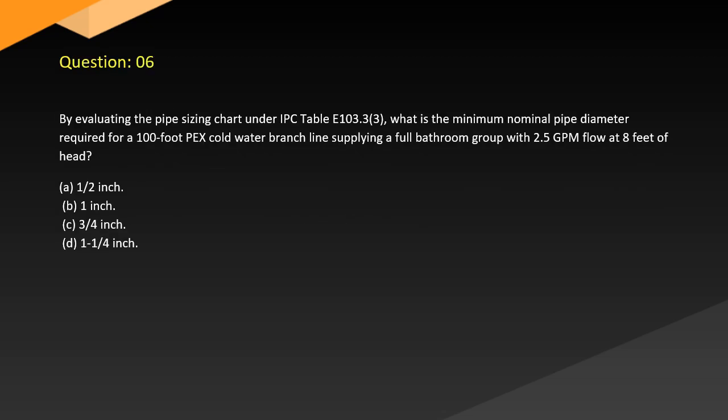Question 6. By evaluating the pipe sizing chart under Table 604.3, what is the minimum nominal pipe diameter required for a 100-foot PEX cold water branch line supplying a full bathroom group with 2.5 GPM flow at 8 feet of head? A. 1/2 inch. B. 1 inch. C. 3/4 inch. D. 1-1/4 inch.